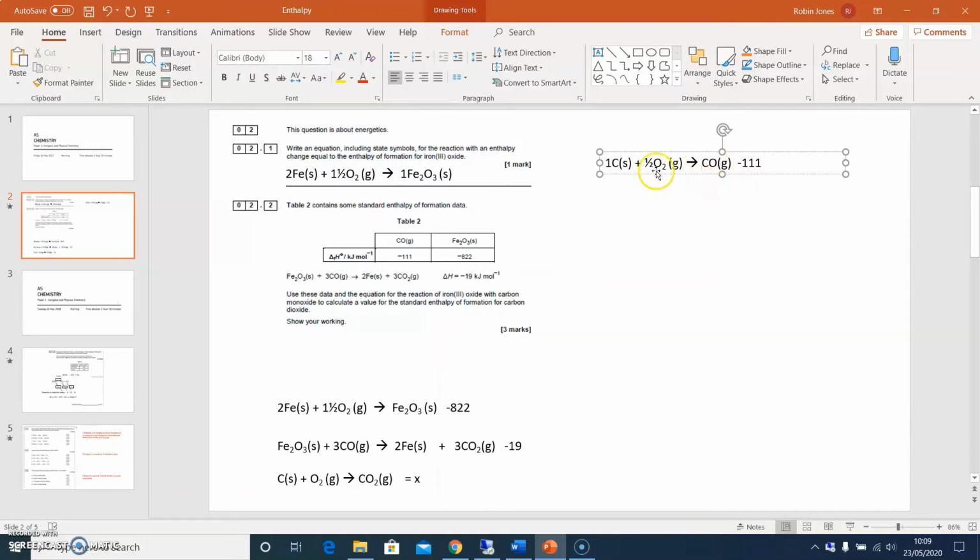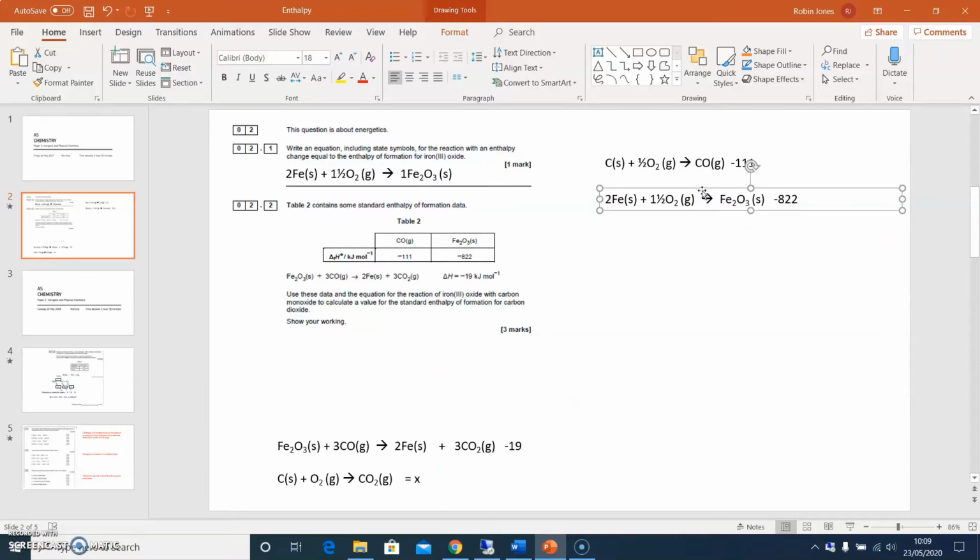Good. I'm going to get rid of the ones though now. And that is -11 kilojoules per mole. That's the enthalpy change, the heat change for that reaction. Good, I've got one of them. Formation of Fe2O3. Well, I've got that equation here, which is this one here that I've copied over here. Enthalpy of formation of Fe2O3, and that's -822.